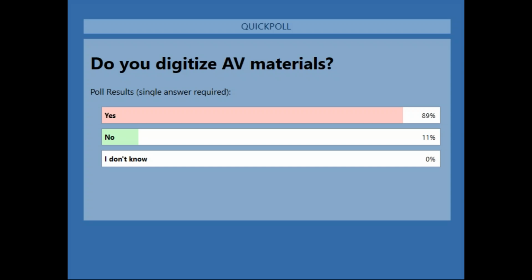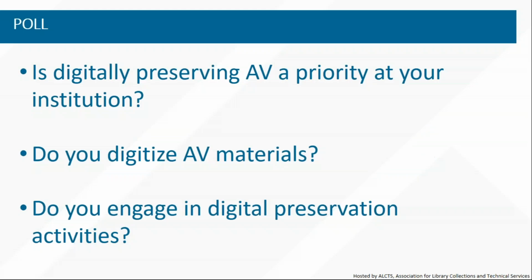Okay, that's great. What I saw before was that roughly 60% said that it was a priority, 20 or so percent said that it was not a priority. However, we're seeing that almost 90% of people actually do digitize AV materials. So what I interpret from those results is that institutions understand that there is a need for this kind of work, whether it is a stated priority or not. And that's good to understand, because digitizing audiovisual materials for preservation is really essential. So we can go to the next poll.